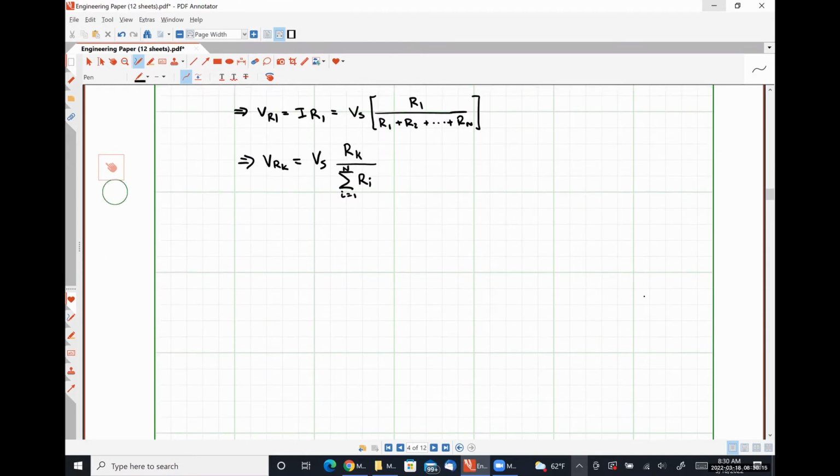So let's put this into practice. Let's say that I have a 10-volt source. Say that I have a 3-ohm resistor, 6-ohm resistor, and a 1-ohm resistor. And we want to know what this voltage V6 is.